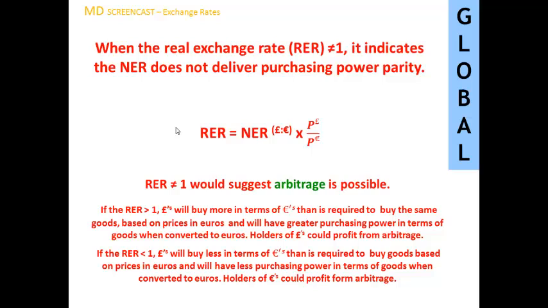Well, this means if the real exchange rate is high, foreign traded goods are relatively cheap and domestic goods are relatively expensive. If the real exchange rate is low, foreign traded goods are relatively expensive and domestic goods are relatively cheap. This should put pressure on the nominal exchange rate, and it should in the long run bring it back into line to ensure that it reflects purchasing power parity.